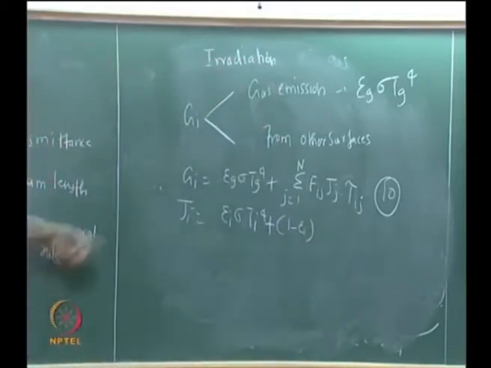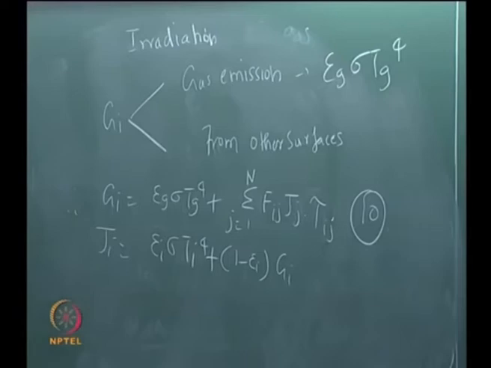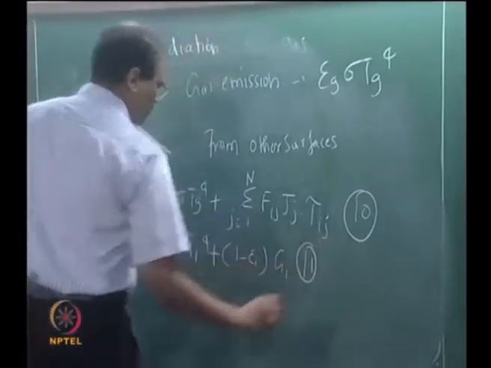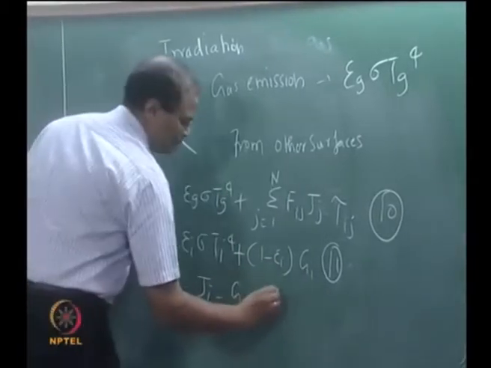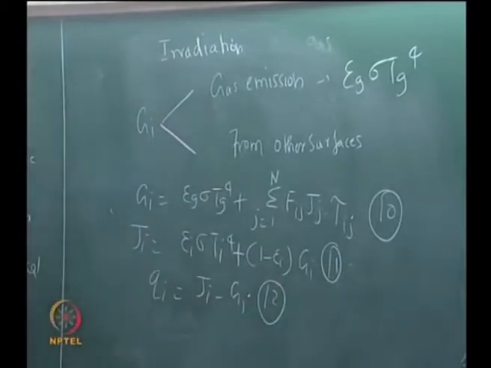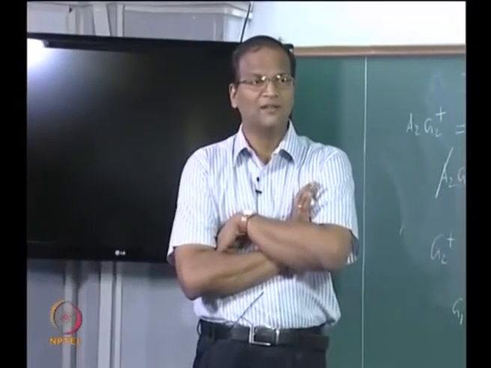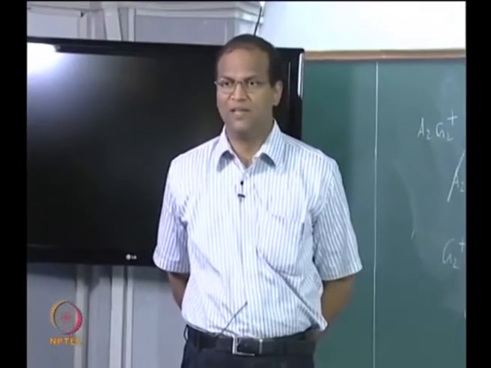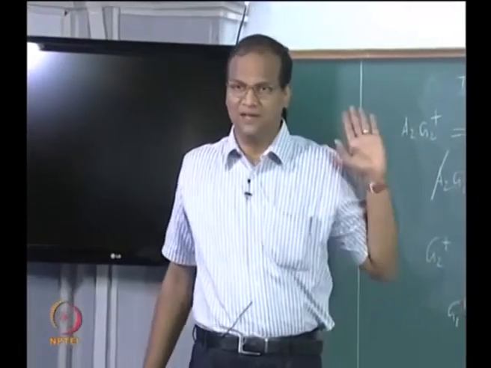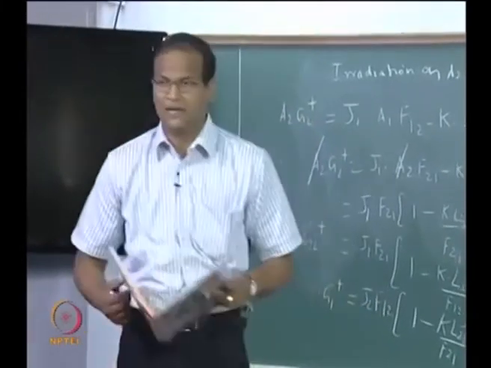one minus epsilon i Gi, correct? So the formulation is exactly the same as before, except that the irradiation has some extra terms, one extra term and one modified term. The extra term is the emission, the modified term is the Fij tau ij. Is that okay? Fine. And what is the mean beam length for an arbitrary area? 3.5 V by A. Alright.